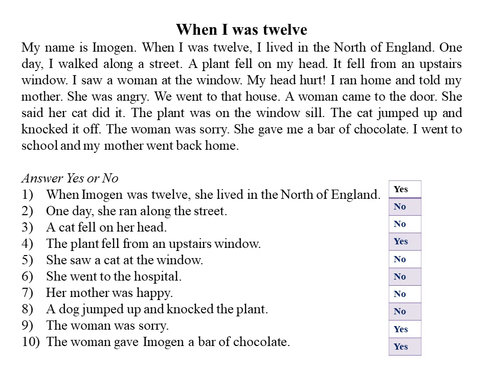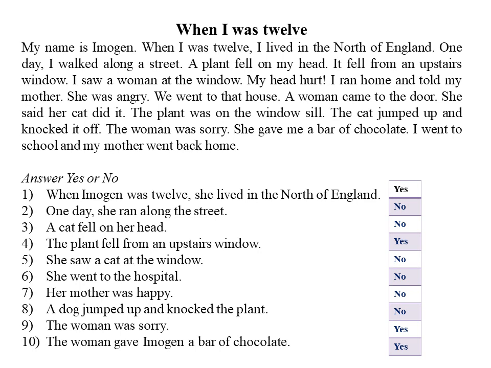Number 3. No, it is also wrong. Can you tell me what fell on her head? Yes, a plant. So you have to write no there. What about 4? Is it correct? Yes, it is. What did Imogen see at the window? Was it a cat? No, she saw a woman. So 5 should be no.